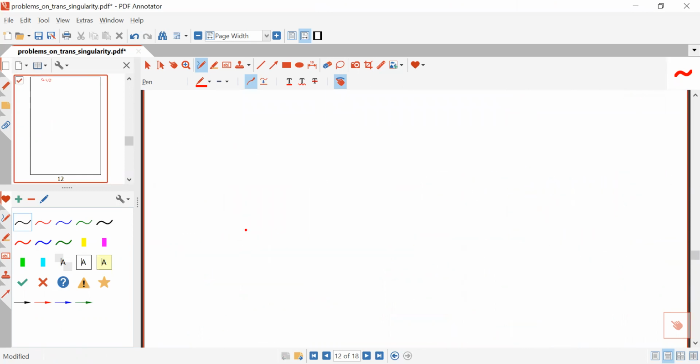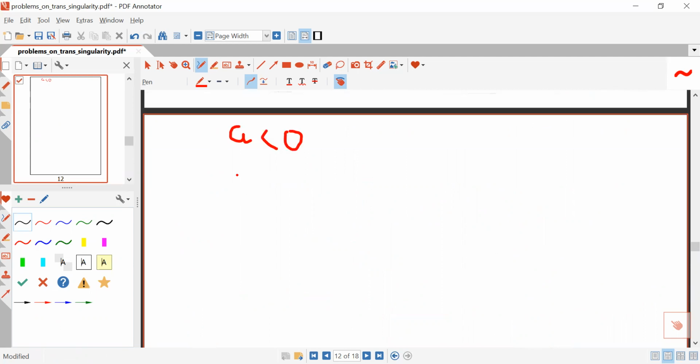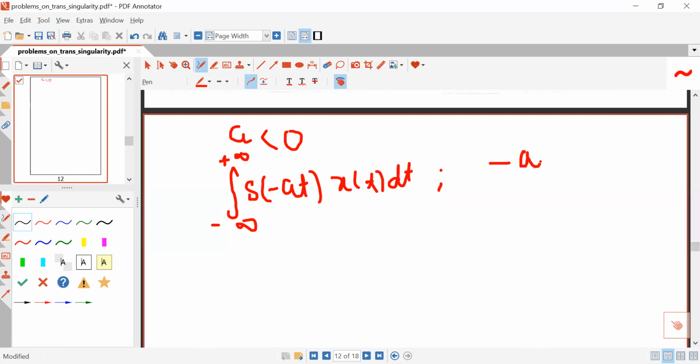So let us consider this integral, delta minus at into xt dt. Now I am going to derive this integration. I am going to evaluate this integration. This is the initial expression. And now I am going to substitute minus at equal to u. Then dt will be minus du by a.